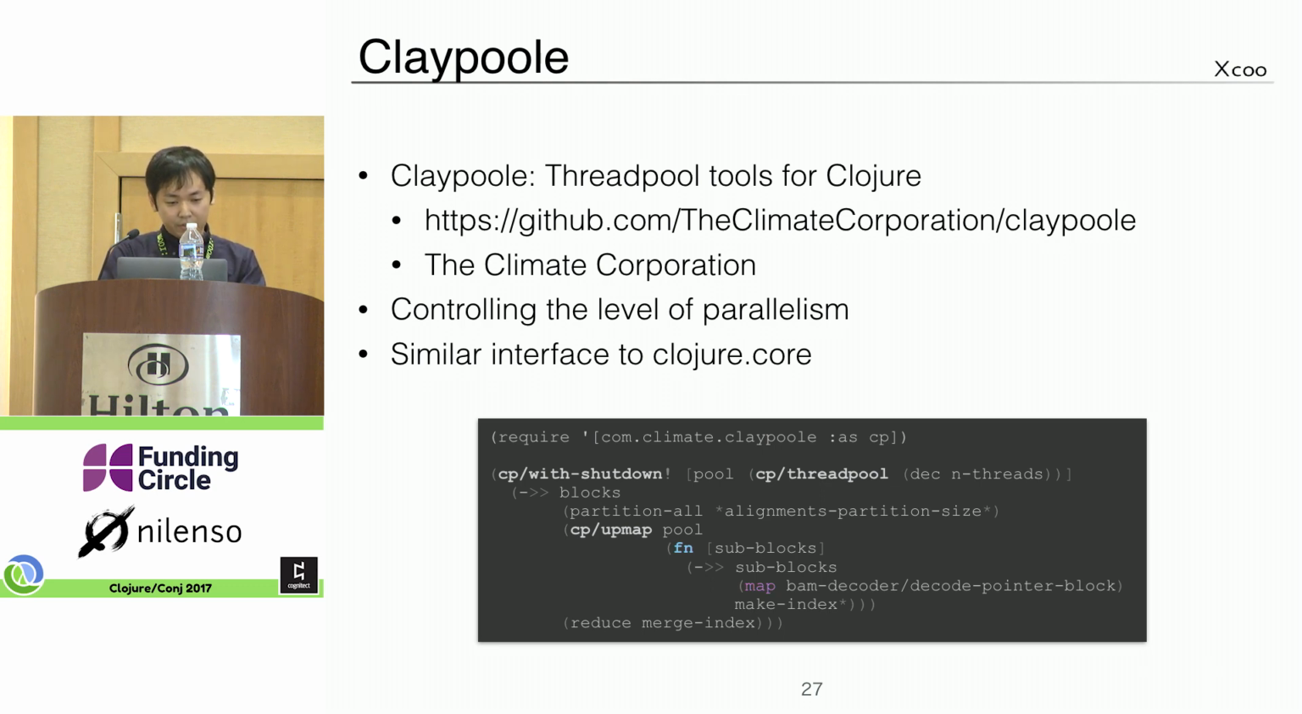So in the code below, cp/with-shutdown controls the thread pool lifetime, and cp/threadpool creates a new thread pool with a specified number of threads. And cp/pmap executes the function concurrently, like Clojure core pmap. The partition-all plus pmap pattern also appears. Such code is frequently found in our Clojure source code.